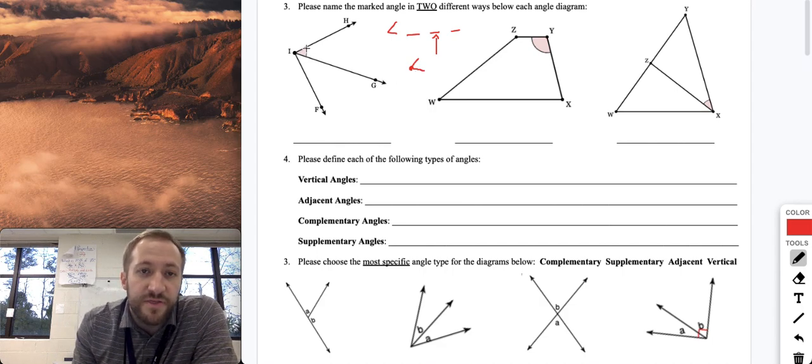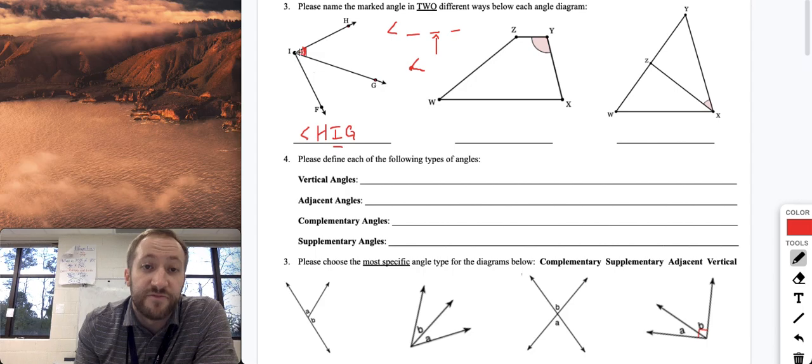So let's go and name this one. It looks like we marked this angle right here. So we've marked that one. This angle is HIJ. So HIG, I'm sorry. Let's use the angle symbol, HIG. The middle letter is the vertex. Let's name it in another way because this doesn't have to be in any kind of alphabetical order. We just want the vertex to be the center letter. So I could also name it GIH. So angle symbol, GIH.